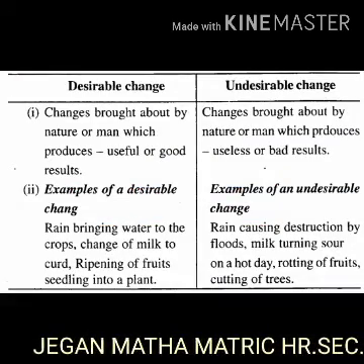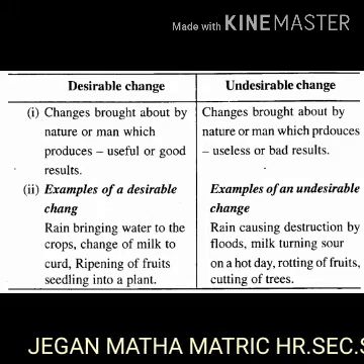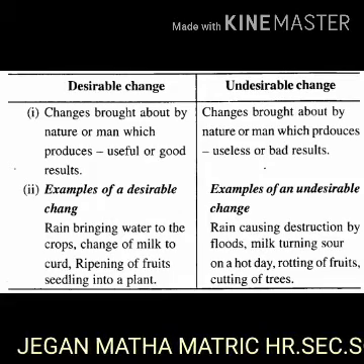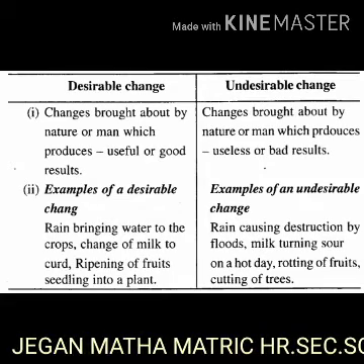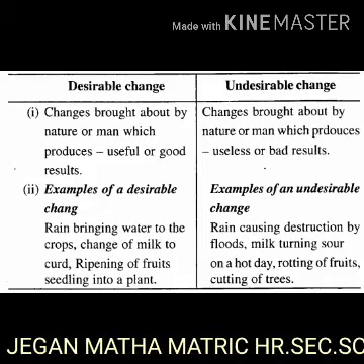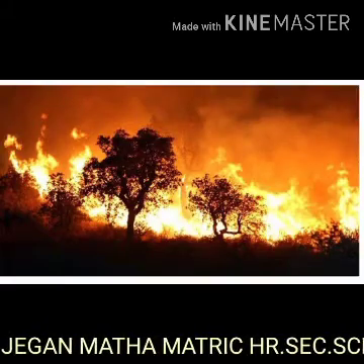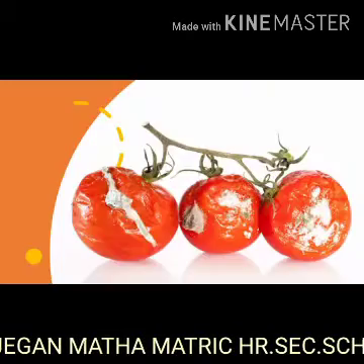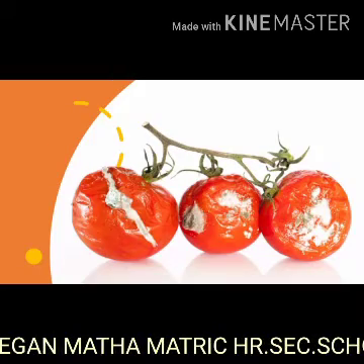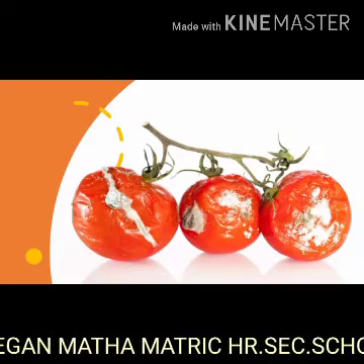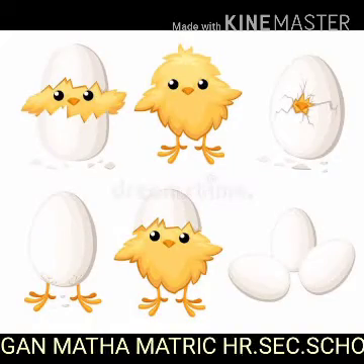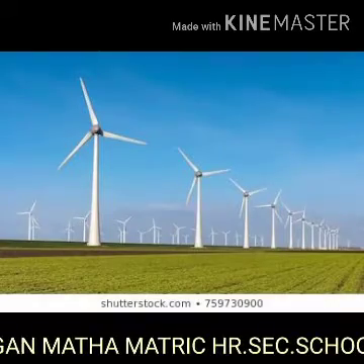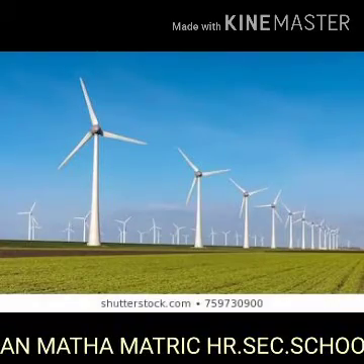Now, we are going to see about the desirable and undesirable changes. Look at the picture and say whether they are desirable or undesirable changes. Forest fire. Forest fire is an undesirable change. Decaying of fruits is an undesirable change. Egg to chicken is a desirable change. Windmill is a desirable change.